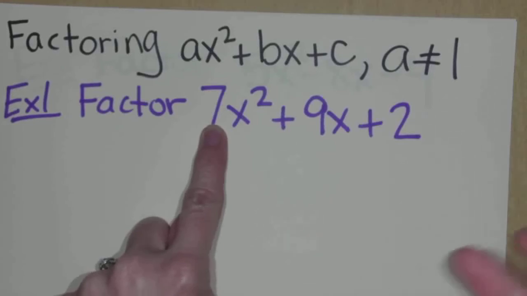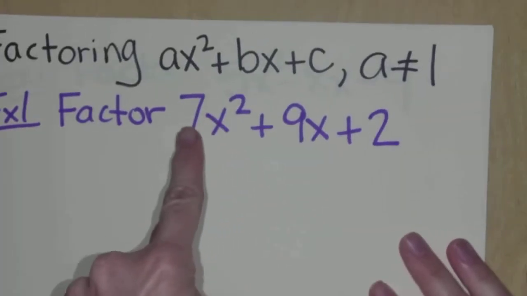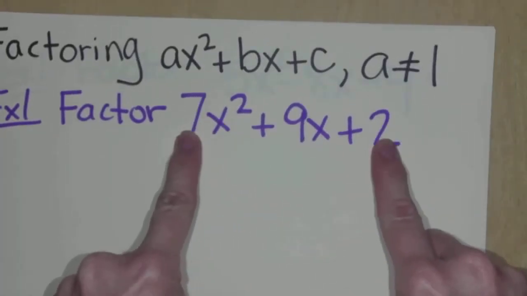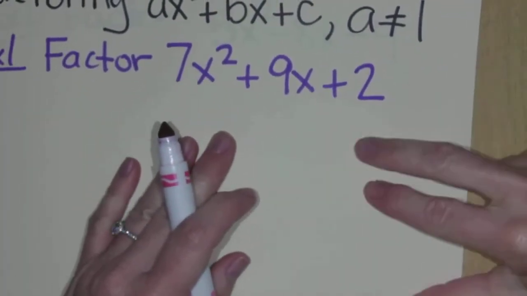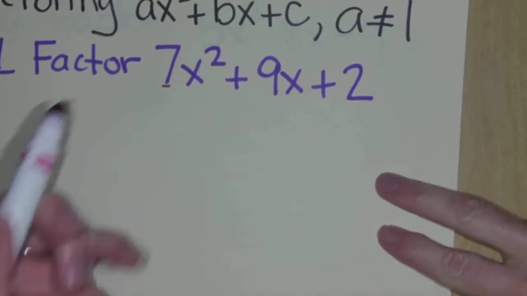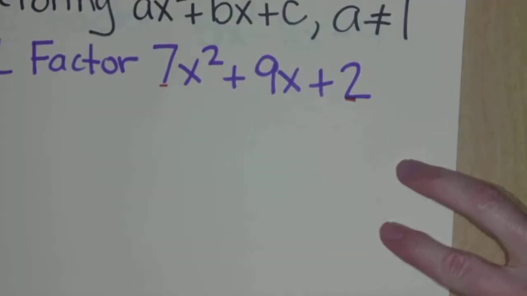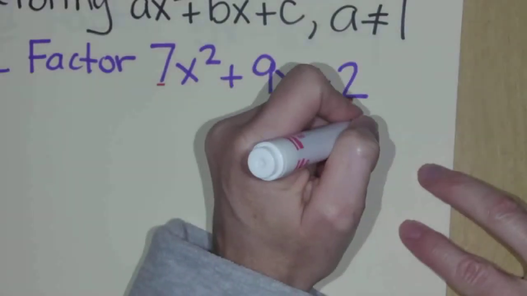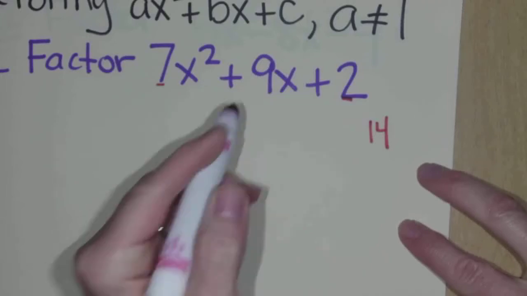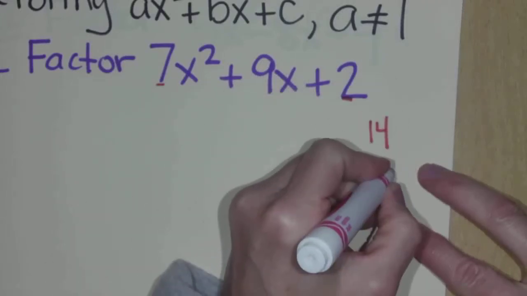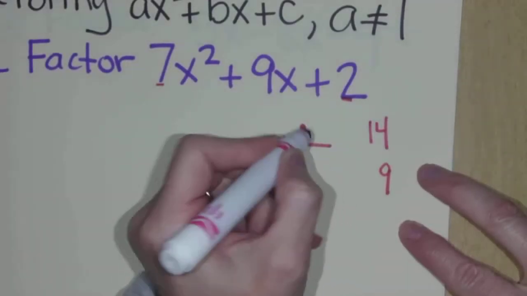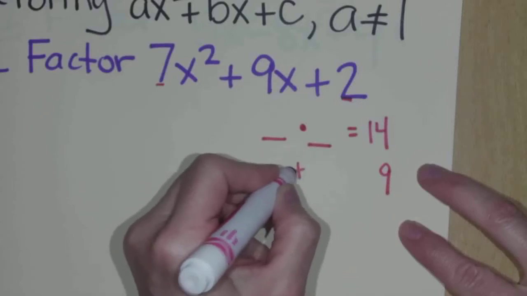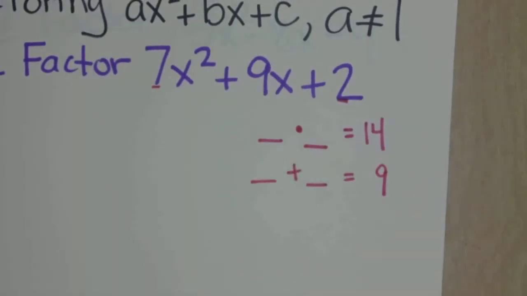It just becomes maybe a little more complicated in the fact that the numbers might get a little bit bigger because when we multiply the a times the c, this is no longer a 1. So the good news is we've done this very similar process before. So what we're going to do is take this 7 and multiply it times 2. And 7 times 2, we're going to write down right here is 14. Now, we take the middle, 9, slide it on down. So we are looking for two numbers that multiply to give us 14, but add to give us 9.